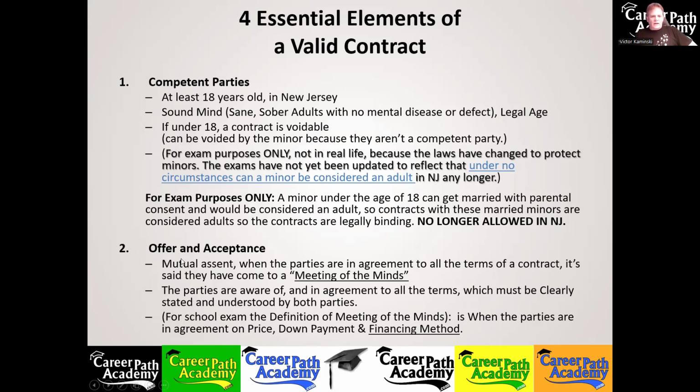All right, so offer and acceptance, mutual assent. When the parties are in agreement to all terms of the contract, they're in agreement and aware of all the terms of the contract. It's said that they've come to a meeting of the minds. We're here, we understand each other, right? That's what offer and acceptance or meeting of the minds is. Now, the parties are aware of and in agreement on all the terms, which must be clearly stated and understood by the parties. Now, for state exam, that's the definition. The meeting of the minds, the parties are in agreement and aware of all the terms of the contract.